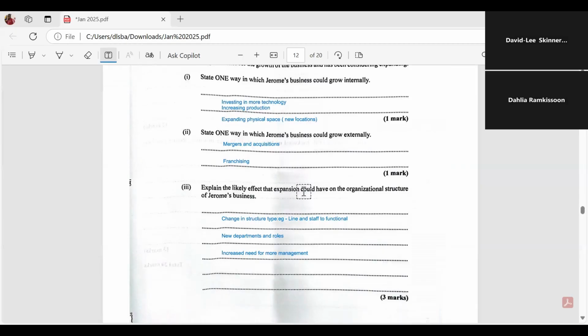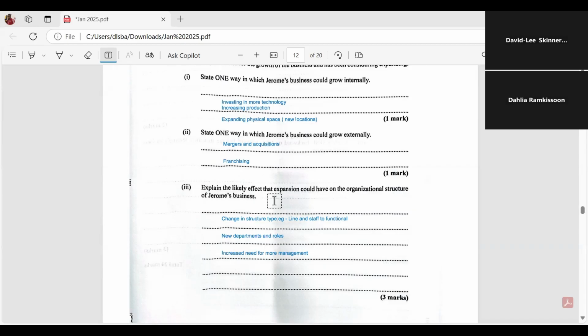Explain the likely effects that expansion could have on the organizational structure of Jerome's business, right? So here I stated three things for what I should have done, even though it's 3 marks, so I would probably give him 3 marks. I should have still explained it. So I should have said the expansion of the business can lead to more employees and the need for more departments.